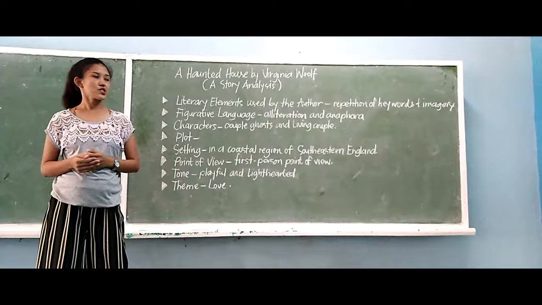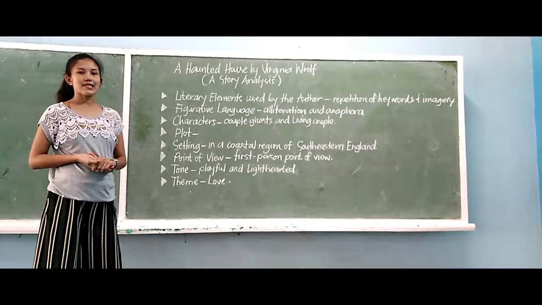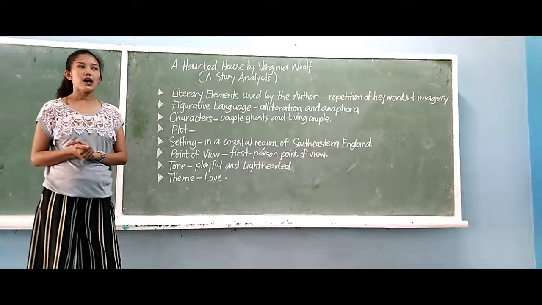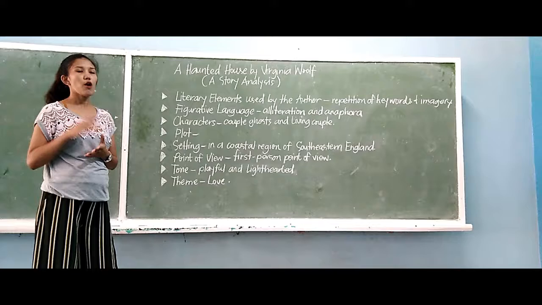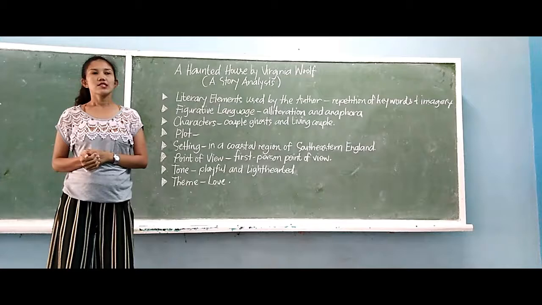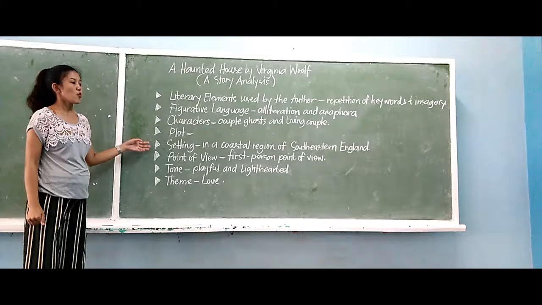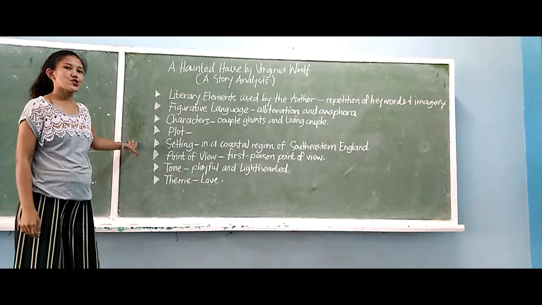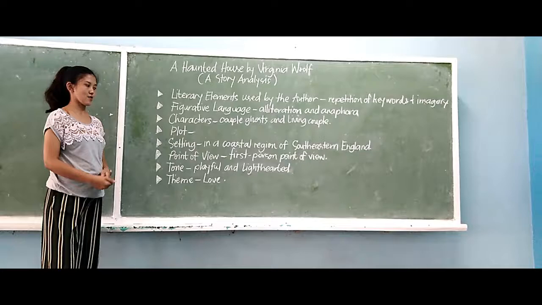Then, the living couple are the recent occupants of the house. Although they are not disturbed by the ghost couple, they hear noises of the opening of the windows and the doors because the ghost couple are busy searching for the treasure. So, the setting is the place where the action takes place. The action takes place in a coastal region of southeastern England in the late 19th century and early 20th century. The point of view of A Haunted House is the first person point of view.